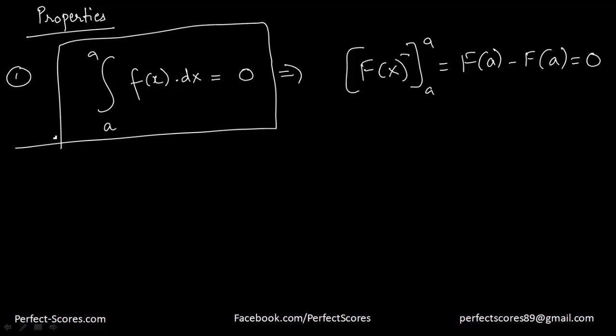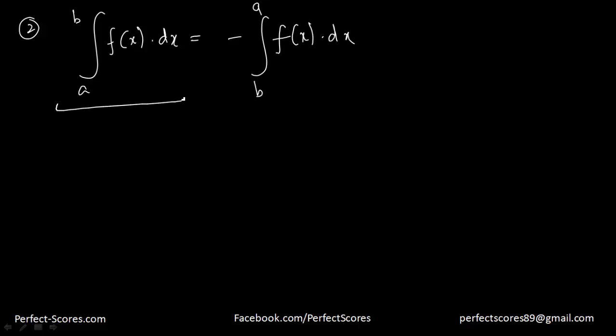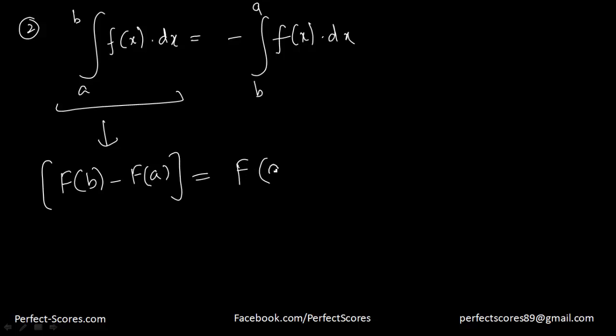Another property is that the integral from a to b of any function is equal to the negative of the integral from b to a of that same function. Again, this is something we can validate. This one turns out to be f of b minus f of a, meaning the antiderivative, and this one turns out to be f of a minus f of b. So you can clearly see that this is the negative of this integral. This is true all the time.